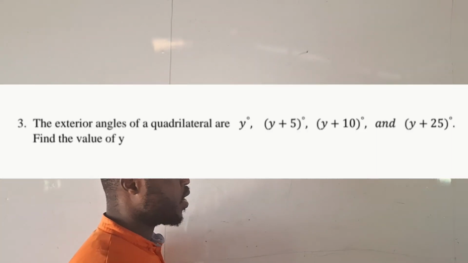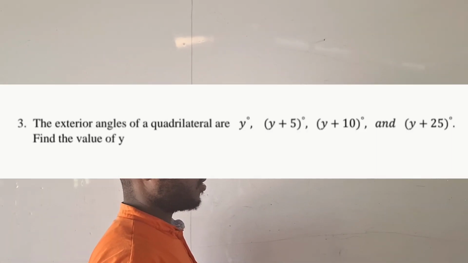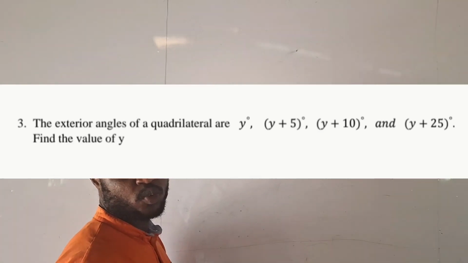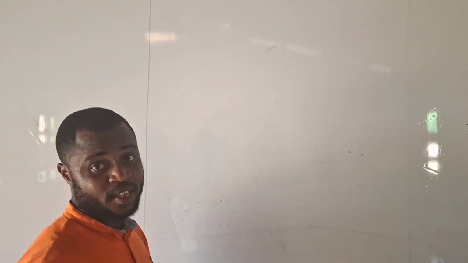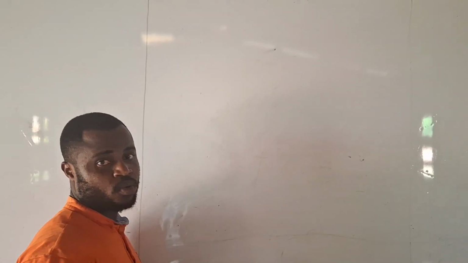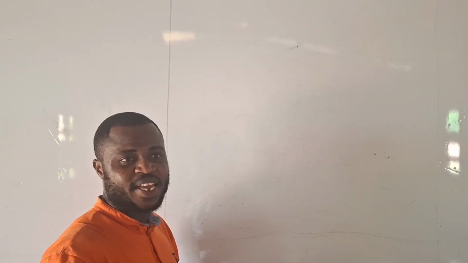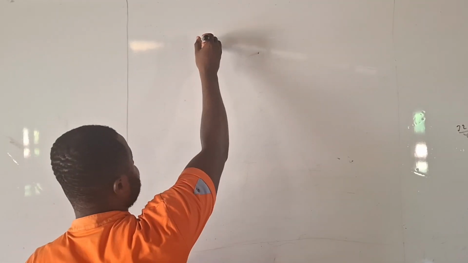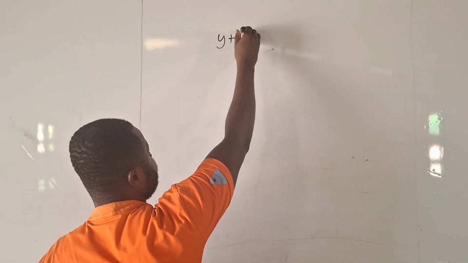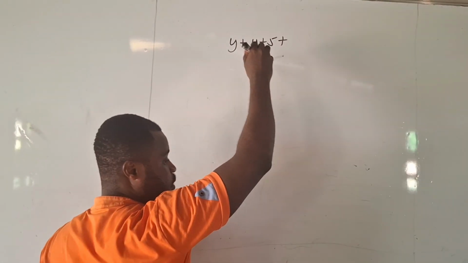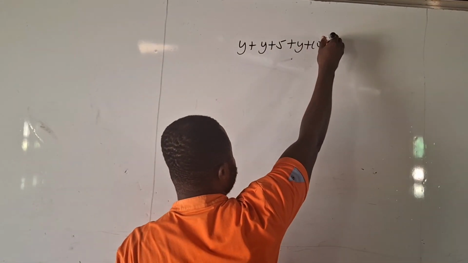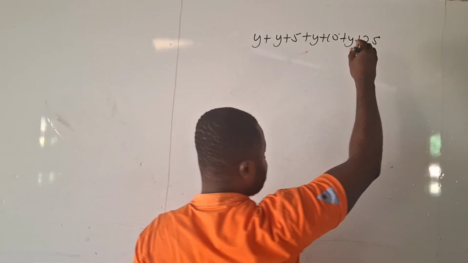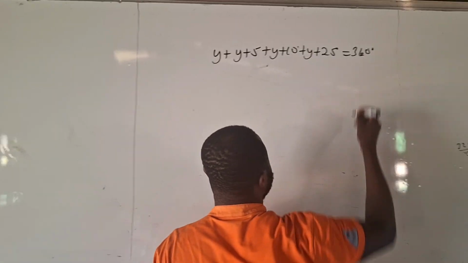It says that the exterior angles of a quadrilateral are y degrees, (y plus 5) degrees, (y plus 10) degrees, (y plus 25) degrees. Find the value of y. Exterior angles of any polygon add up to 360 degrees. And here they've given us y degrees plus (y plus 5) degrees plus (y plus 10) degrees plus (y plus 25) degrees, all should give us 360 degrees.